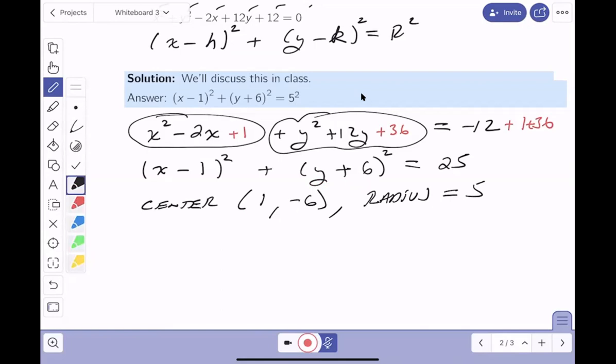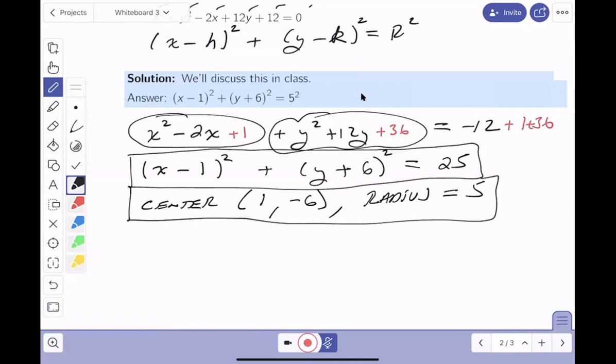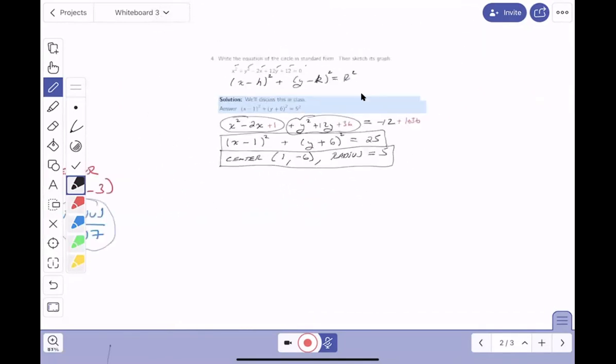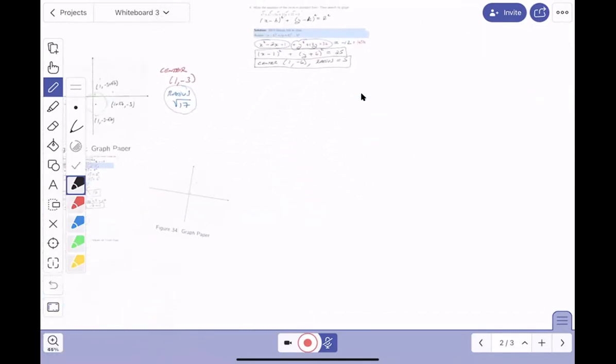All right, so I put it in standard form. I got my standard form, and this is the standard form over here. I have my center and I have my radius. I want to graph it. All right, let's see if I have any graph paper left. Yeah, I do. It's over here.